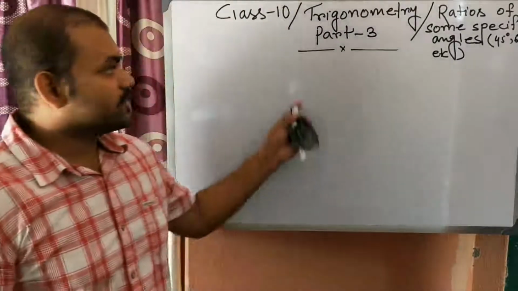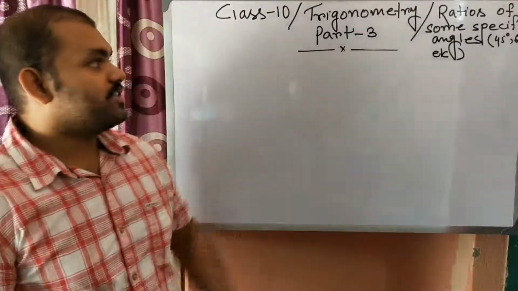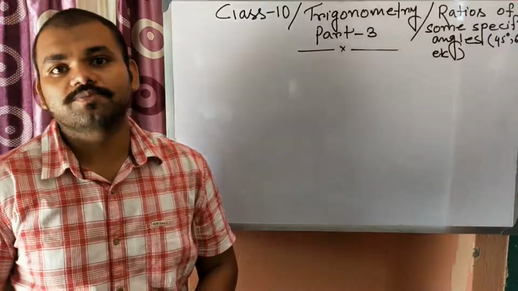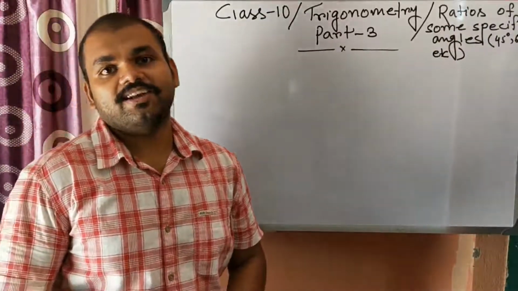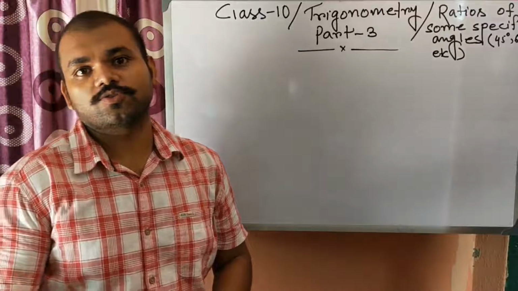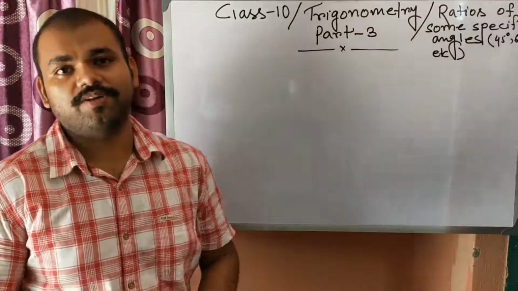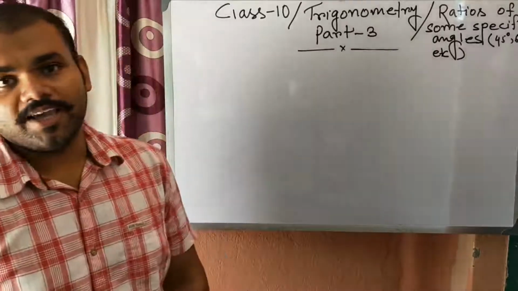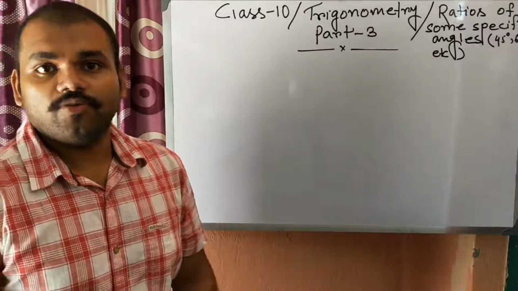Today we are on the third class of this trigonometry chapter. So today we are going to find out ratios of some specific angles, like ratios of 45 degree, that is cos 45, sin 45, tan 45, tan 30, etc. So let us start with the angle 45 degree.